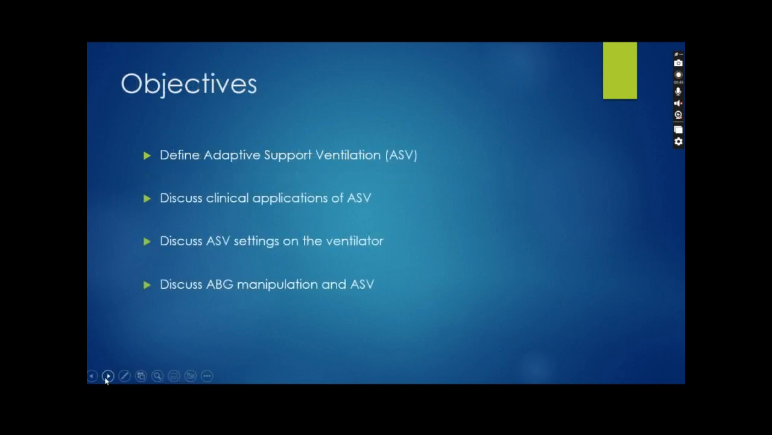So now we are going to begin to discuss our objectives. Our objectives are: define adaptive support ventilation, discuss the clinical applications of ASV, discuss ASV settings and setup on the ventilator, and ABG manipulation and ASV.